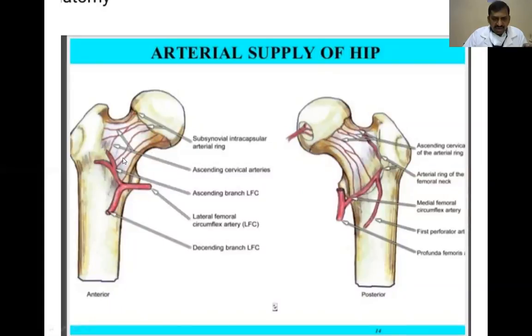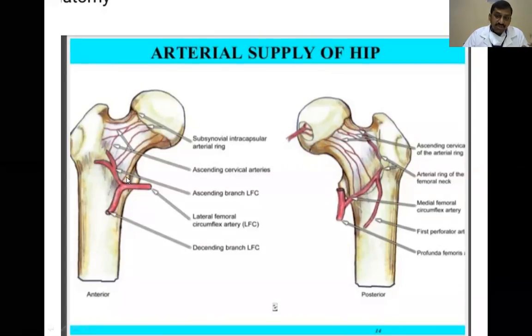Neck shaft angle. Usually it is about 125 degrees in adults, and in children it is about 160 degrees.